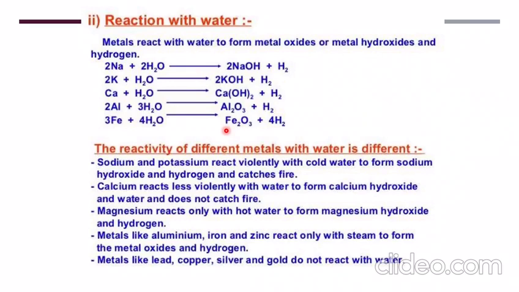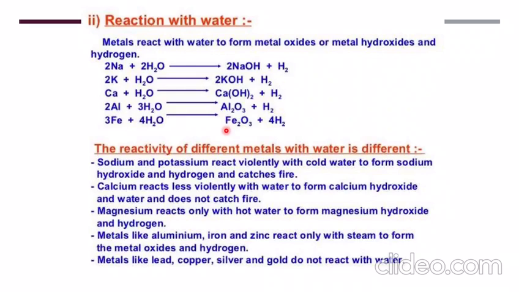First the metal sample is placed in the middle of the hard glass tube or boiling tube, and the glass wool soaked in water is placed near the closed end and is heated to produce steam, which passes over the heated metal. The hydrogen gas produced is collected by downward displacement of water. This is how the activity is done. You can see in your NCERT book the diagram is given.